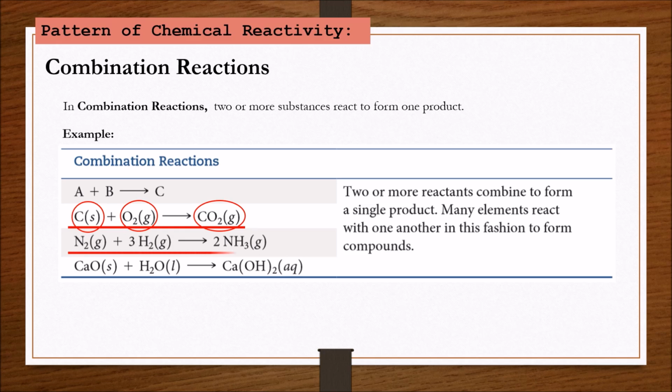As you can notice, there are two or more different substances on the left side of the equation, or two or more reactants, and then they are combining to form one single product. Same with this last one, there are two different substances on the left side of the equation, the reactants, and then you combine them to form one product. So basically, if you see two or more reactants on the left side of the equation and only one product on the right side of the equation, it is what we call a combination reaction.